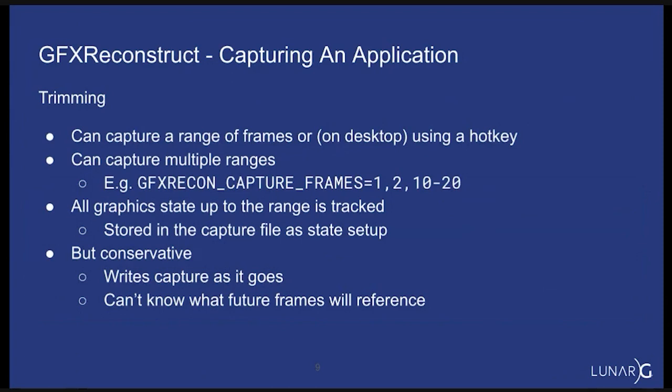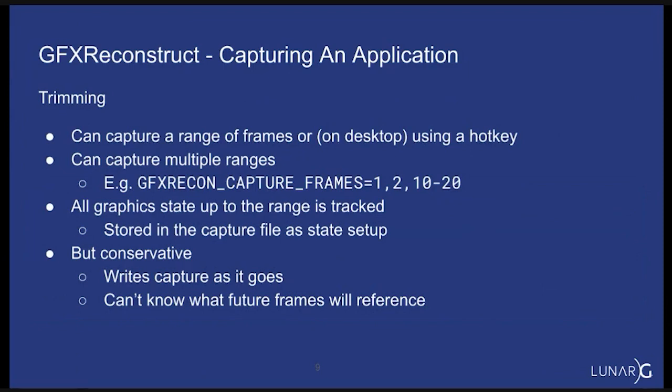Okay, so I've been talking about trimming. Intuitively, you don't want to save every frame for an entire game. There's going to be a lot of splash screens. Sometimes you have all these scenes you've got to get through in order to save off something. This is true for almost any application. So you can use a hotkey, or you can specify through vkconfig or through an environment variable ranges of frames. This one specifies that we want frame 1, then we want frame 2, then we want frames 10 through 20. That's going to be 3 different capture files.